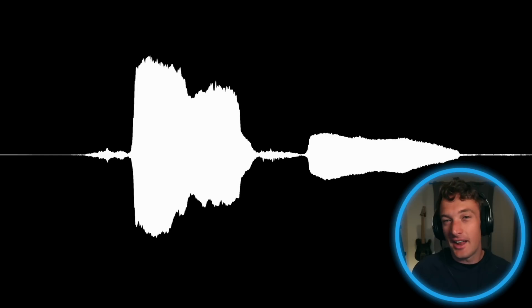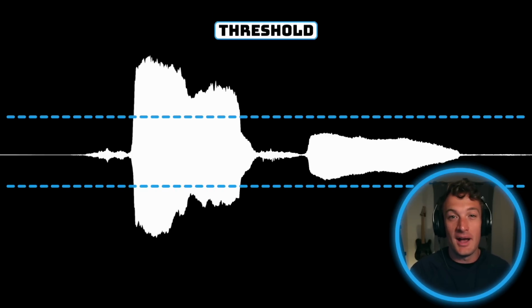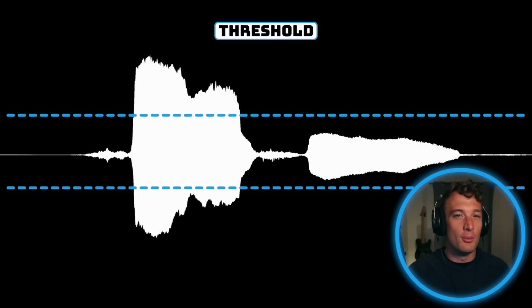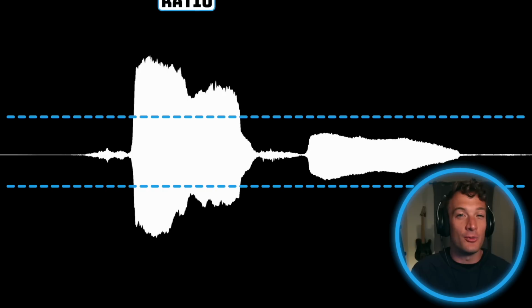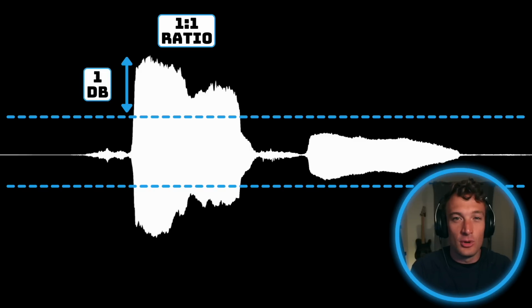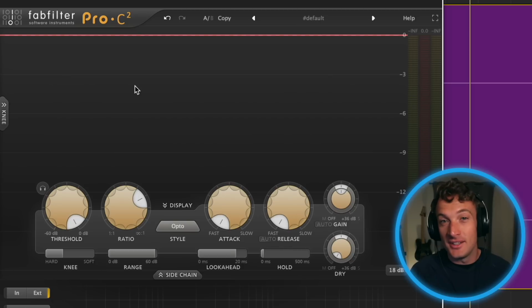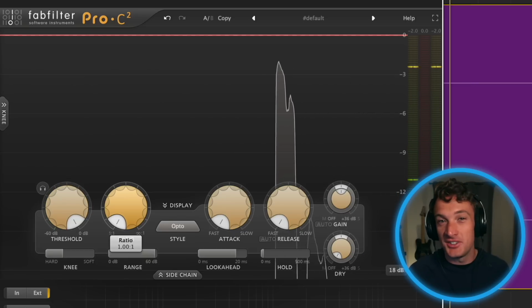Then we need to decide how much we want this one word turned down. The threshold sets an imaginary line on your vocal. You can move it up or down. But the threshold is actually meaningless without the ratio. A 1-to-1 ratio means that for every 1 decibel a sound goes above this line, it's going to give you 1 decibel of output in return. And that means it's actually not going to turn anything down. If I have a ratio of 1-to-1, the compressor is not doing anything.